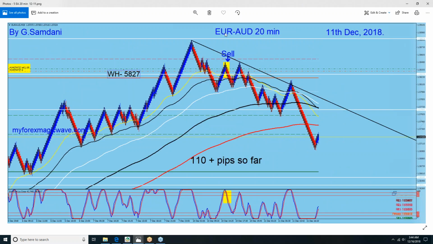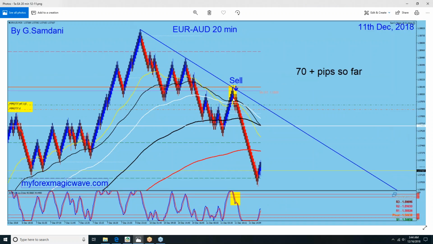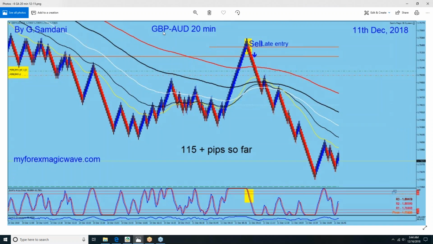And on the 11th, Euro Aussie right here, because the Aussie started getting strong again, and Euro Aussie dropped. Second order, this one also from the other account. And also Pound Aussie, because like I said, the Aussie started getting strong and sending these pairs to the downside.